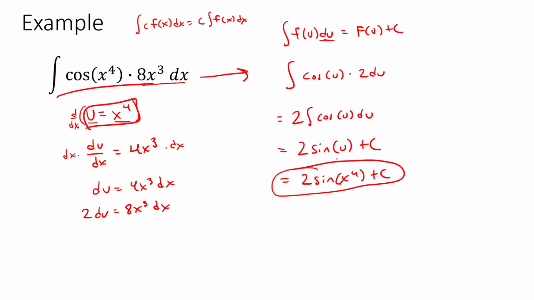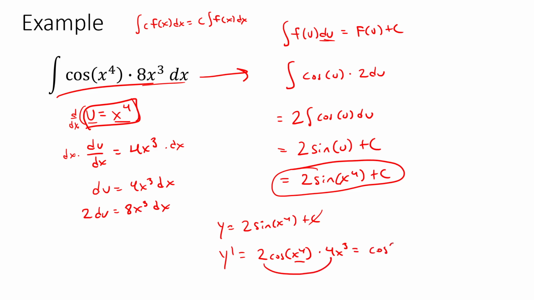How could we check? Well, we could take a derivative and see if we get back where we started. So let's let y equal 2 times sine x to the fourth plus c. Take a derivative. The constant will just go away. 2 sine would become 2 cosine. And then chain rule, we would multiply by 4x to the third. But if we clean that up, the 2 could just come over here. And sure enough, we would end up back where we started.